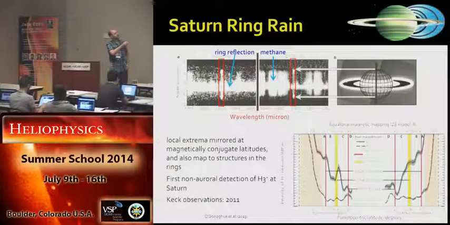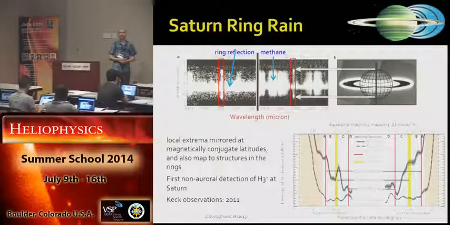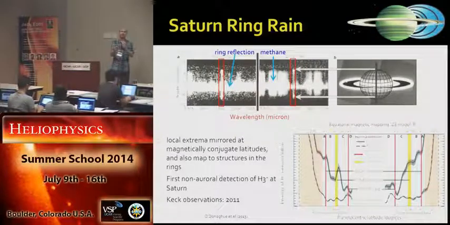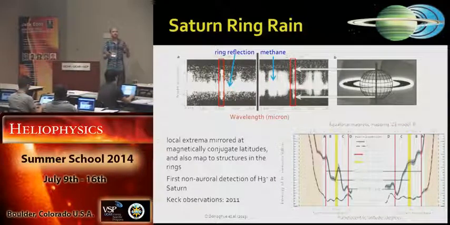If you map those emission lines in latitude, you see H3+ has all sorts of interesting structure with latitude that you wouldn't expect for a solar-produced ionosphere. You would expect a very smooth structure in latitude. And in fact, these extrema, these local minima and maxima, are mapped into the conjugate hemisphere along magnetic field lines. So it's a very clear magnetic connection from the atmosphere to Saturn's rings. So this is an example of low and mid-latitude atmosphere-magnetosphere coupling.